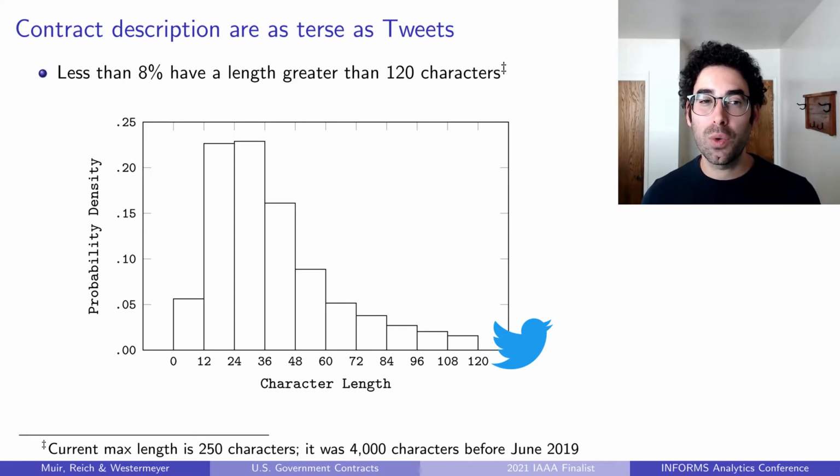And they are terse, like tweets. Less than 8% have greater length than 120 characters. The current max character length is 250 characters. That's since June 2019. Before that, it was 4,000. So you can see when people write out these contract descriptions, they're not taking a lot of time to do so. They're just putting in a little bit of information. But even so, we're able to really leverage that given the volume of data that we have.